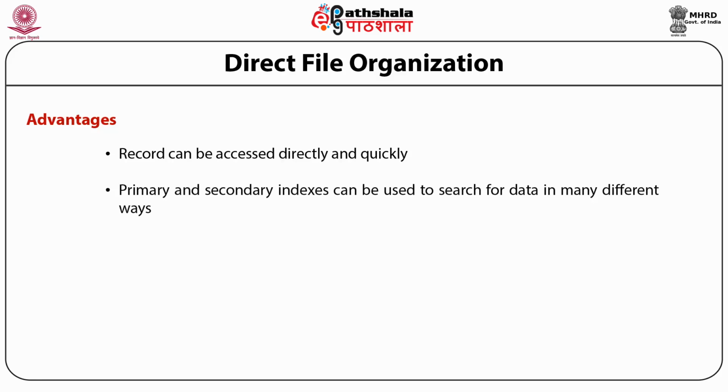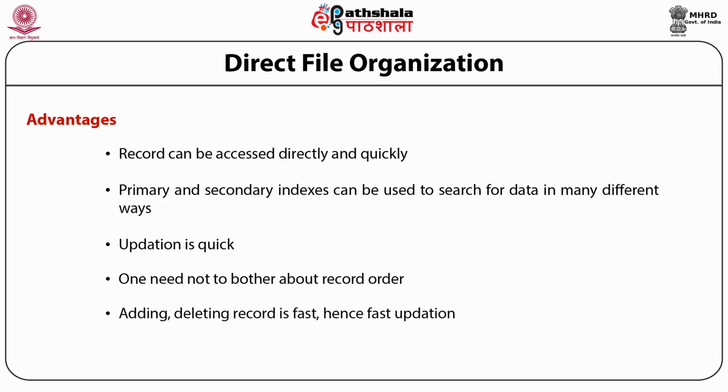Primary and secondary indexes can be used to search for data in many different ways. Updating a direct access or non-sequential file organization is very quick. One need not bother about record order in this kind of file organization. Adding, deleting or manipulating a record is fast in direct file organization. Centrally maintained data can be easily updated.